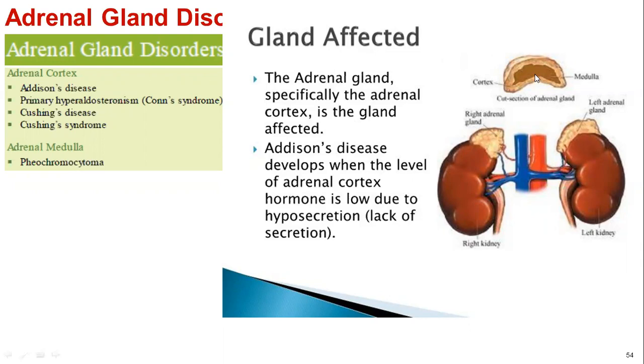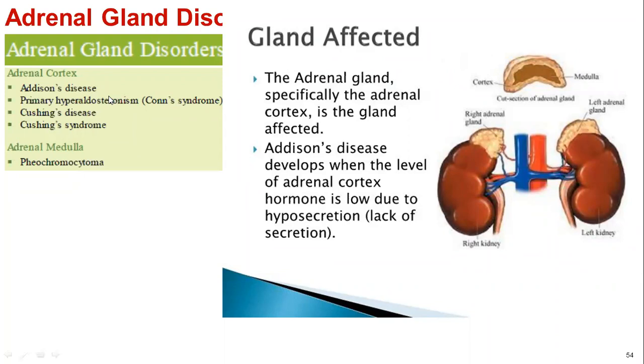The outer layer secretes three hormones: mineralocorticoid, glucocorticoid, and the sex hormone named androgen. The inner layer, or medulla, secretes epinephrine and norepinephrine. Addison disease and Cushing syndrome are diseases of the adrenal cortex area.